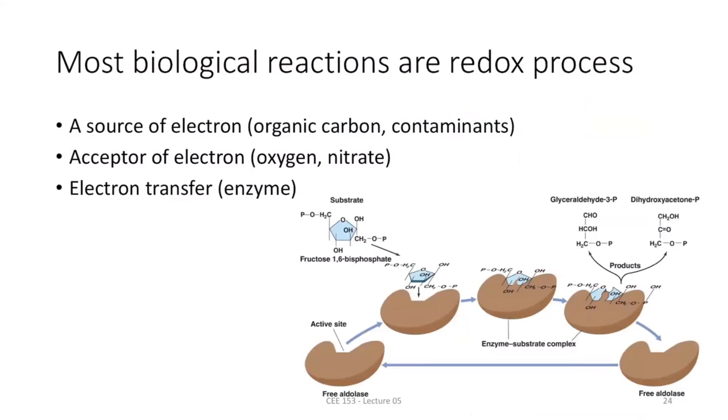And a lot of times, for this reaction to happen, again, these are all redox processes. You need a source of electrons. So that could be organic carbons, contaminants, oxygen, sulfur, all those things that we talk about. You could have an acceptor of electrons. As I said, oxygen is an acceptor of electrons, nitrate. And for electron transfer, for the reaction to happen, there is always an activation energy that's required, and that enzyme will lower the activation energy.